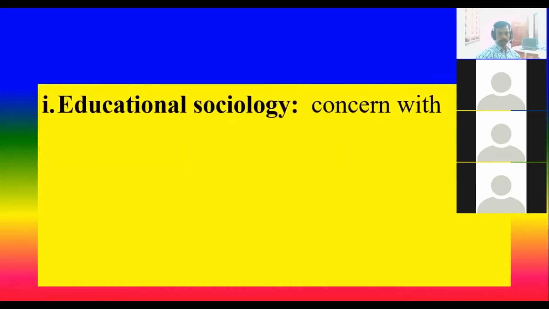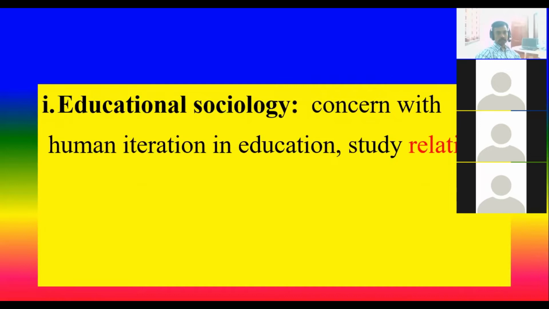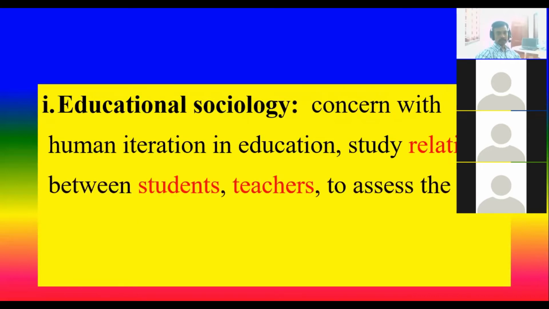The first aspect is educational sociology. It studies the relation between students and teachers, how they interact, what the students' problems and learning issues are, and applies the knowledge of sociology to solve educational problems.